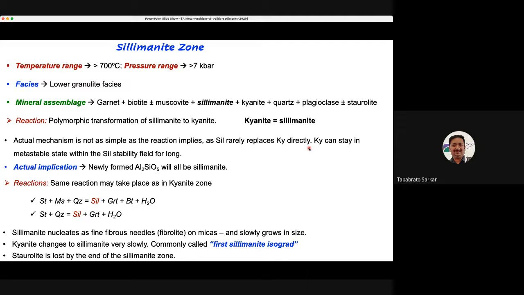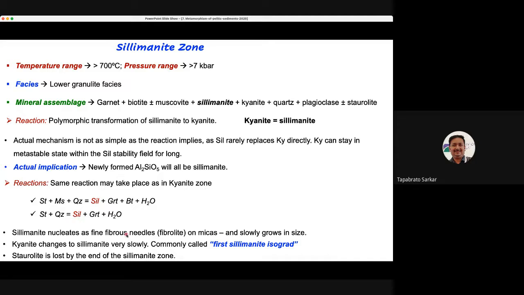But the actual implication of the sillimanite zone is that the newly formed Al2SiO5 polymorph will all be sillimanite. Okay, so we practically have the same reactions as the kyanite zone, where staurolite, muscovite, and quartz, in place of kyanite, form sillimanite, or staurolite plus quartz, which was present from the staurolite zone, forms sillimanite and not kyanite. So the newly formed Al2SiO5 polymorphs will all be sillimanite rather than kyanite. That is the actual implication of being in the sillimanite zone.